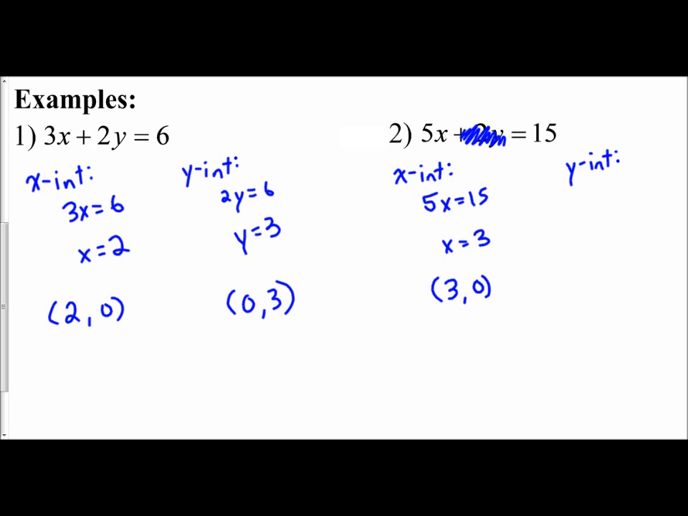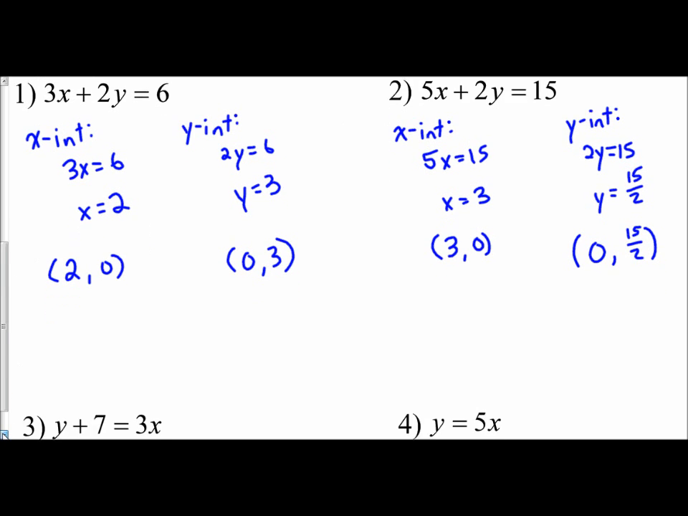To find the y-intercept, cover up the x term. 2y equals 15. Divide by 2. Y equals 15 halves. And so you get the coordinate 0, 15 halves. So that's a very basic approach to finding the x and y-intercept from standard form. Let's look at a couple other examples.